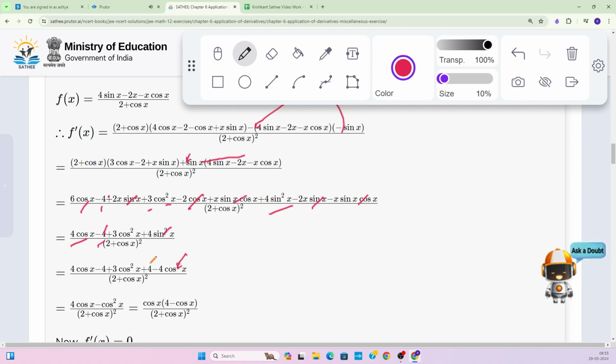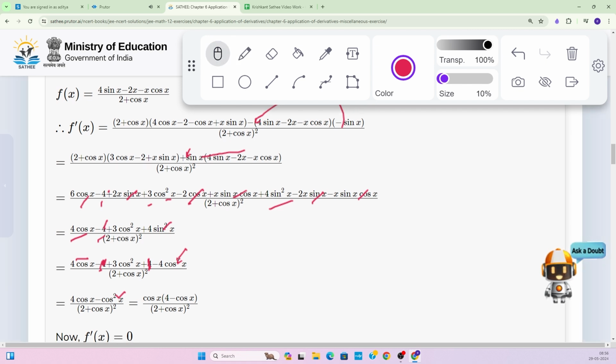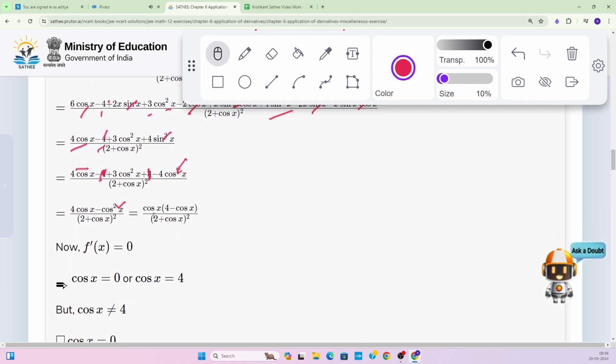Okay, now what? Now we have minus 4 cos square x, we have 3, so you are only left with minus cos square x, and this 4 and this 4 will be eliminated. You only left with this term: 4 cos x minus cos square x. Now taking cos common, what you will get is cos x multiplied by (4 minus cos x) divided by (2 plus cos x) whole square.